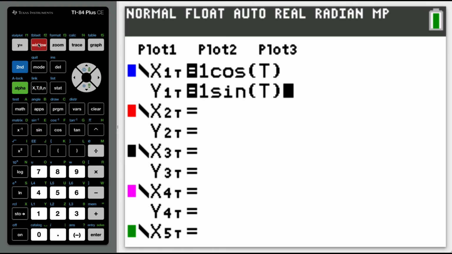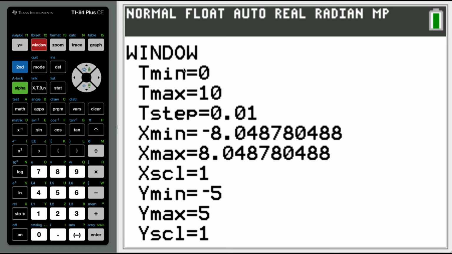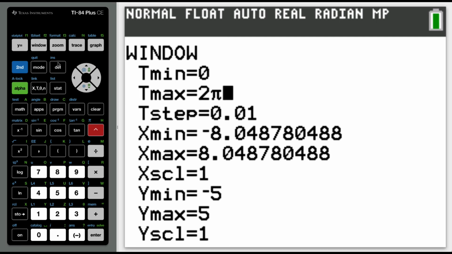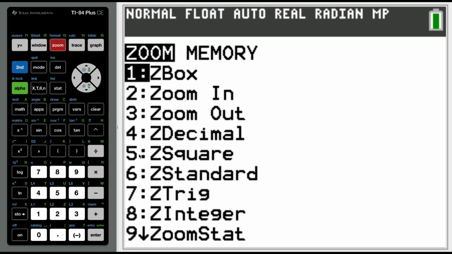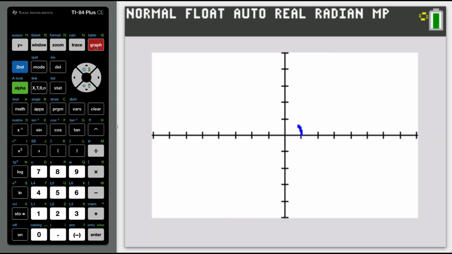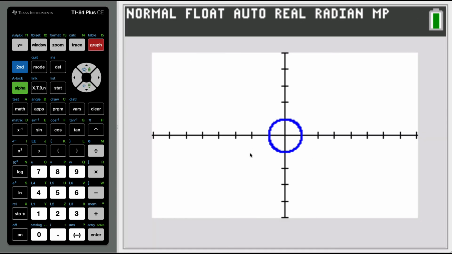Now before I hit graph, I'm going to change my window a little bit. We said the parameter t value was going to go from 0 to 2 pi. So my t min is at 0. My t max, I'm just going to type in 2 pi. We want to have a square viewing window so that our picture actually looks like a circle. So if you hit zoom 5, zoom square, that will automatically adjust your x and y scale so that it does give you that square viewing window. And when I hit graph, that will give me a circle. And as we look at what's happening, we can see that we have a circle with a radius of 1 that is centered at the origin.